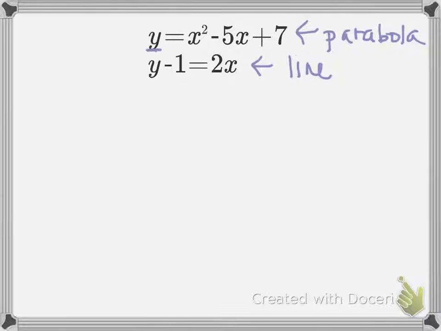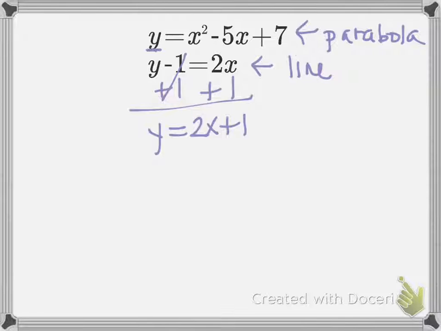What I think I'm going to go ahead and do first is make my line set equal to y as well, because that's going to make everything easier. So I'm just going to move over this 1, and now I have that y is equal to 2x plus 1. Okay, one of the most basic methods for solving a system is what we call substitution. That means that since both of these equations are equal to y, I'm allowed to set them equal to each other, and I can drop the y's out altogether.